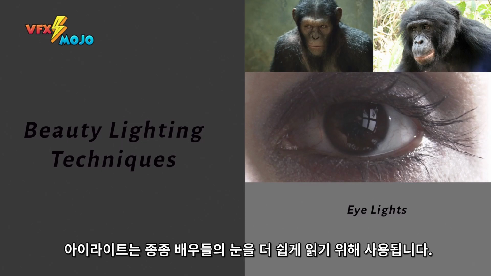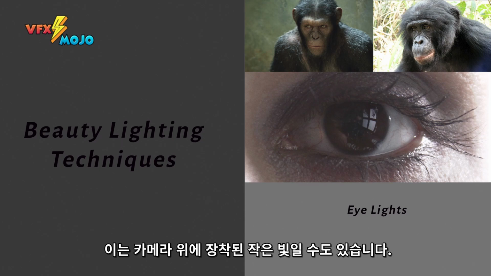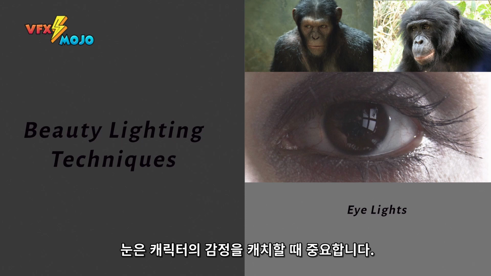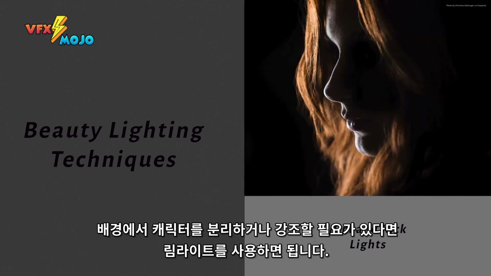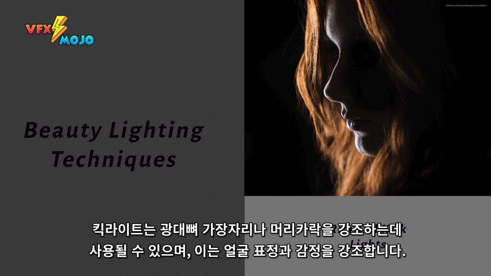Eye lights. Eye lights are often used on set to ping the eyes of the actors, to make them more readable. These can be small lights mounted on top of a camera. Eyes are important when capturing the emotions of your character. If you need to accentuate or separate your character from the background, you can use rim lights to help with the separation and make them stand out more. Kick lights can be used to accentuate cheekbones, edges, or hair, which in turn accentuates facial expressions and emotions.